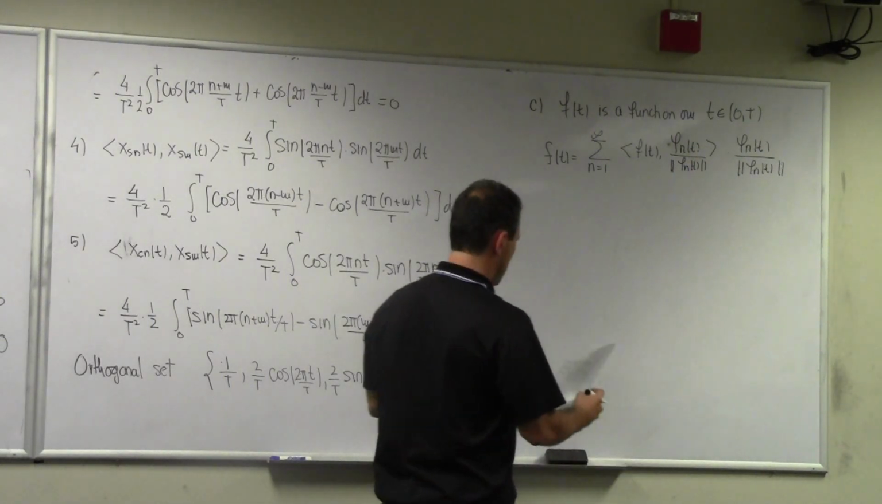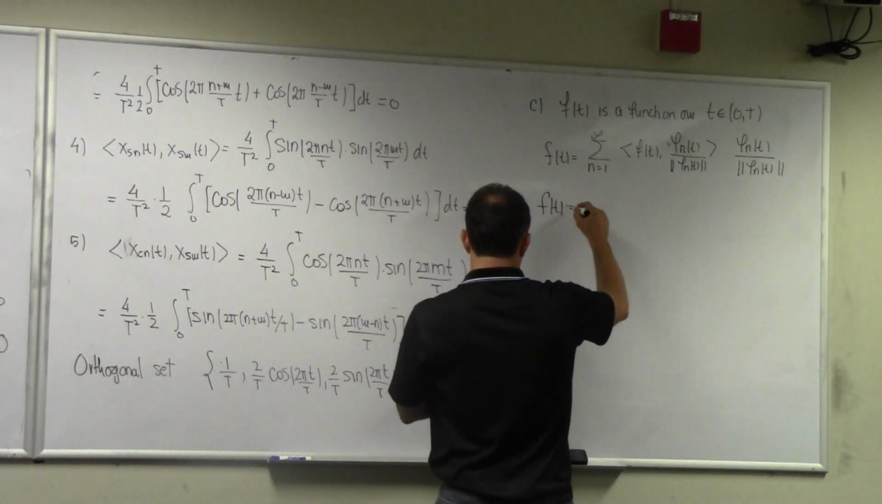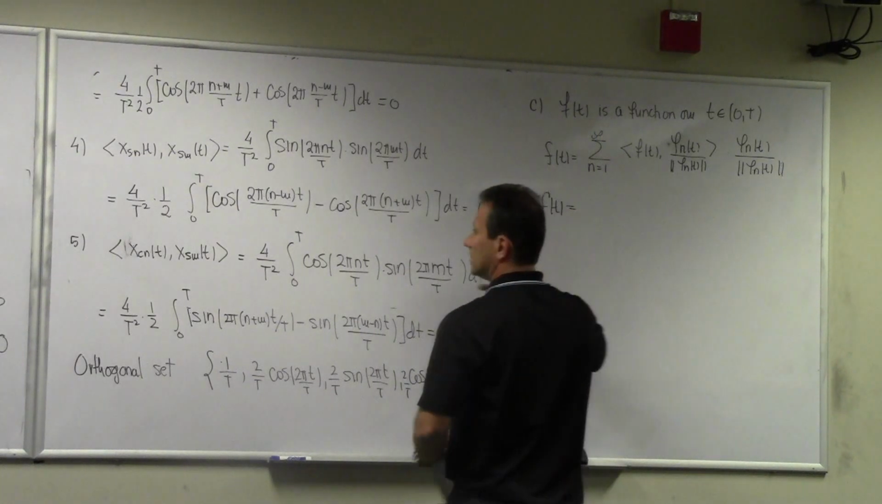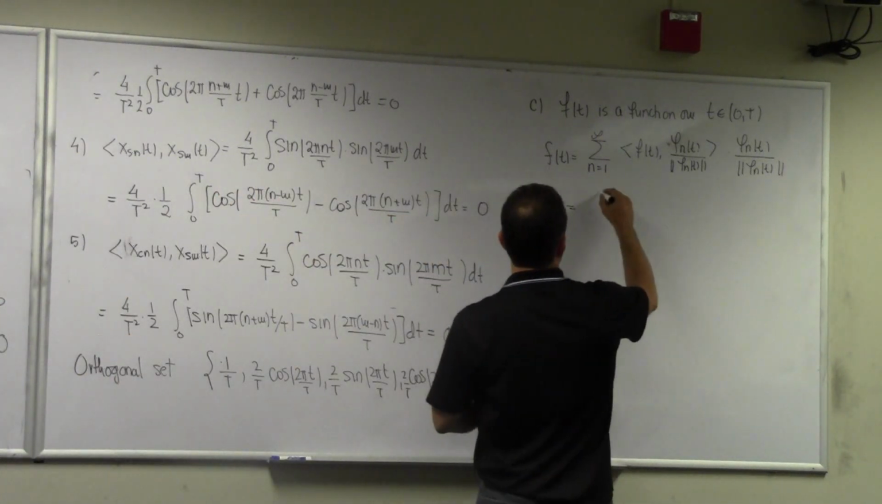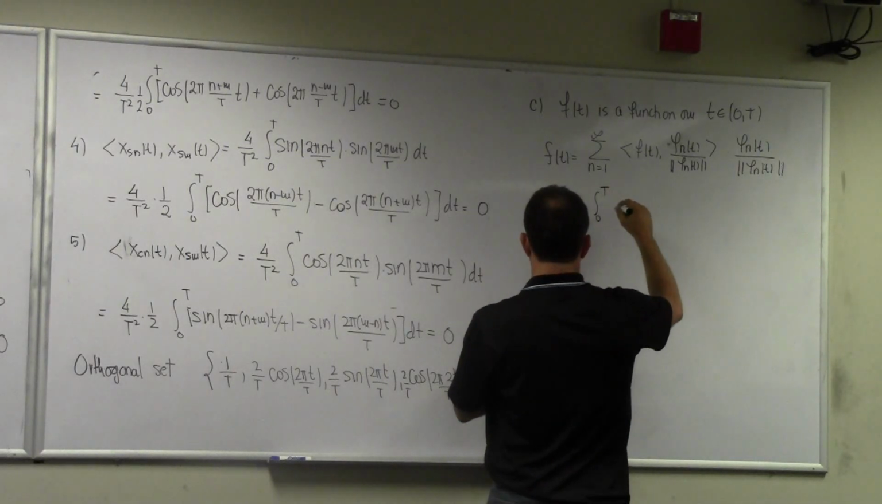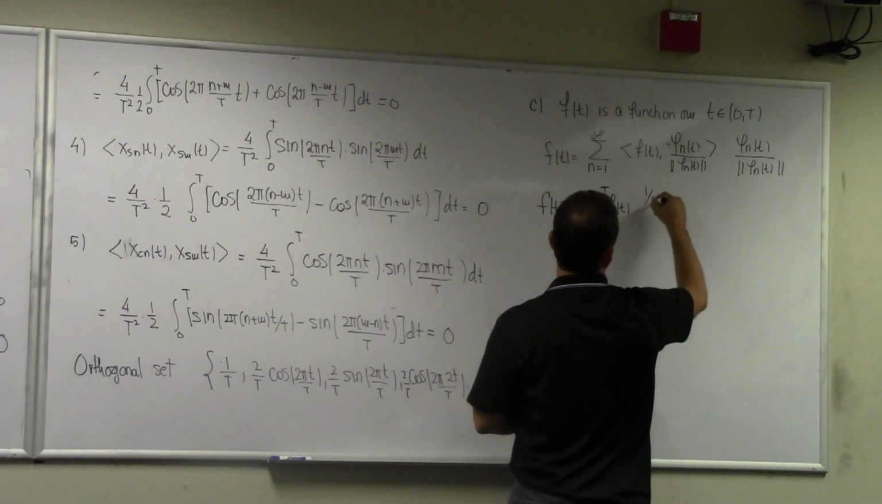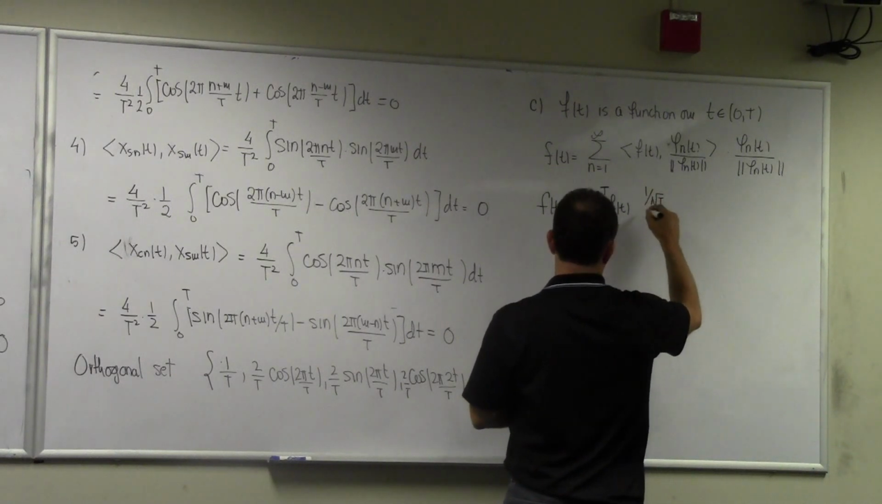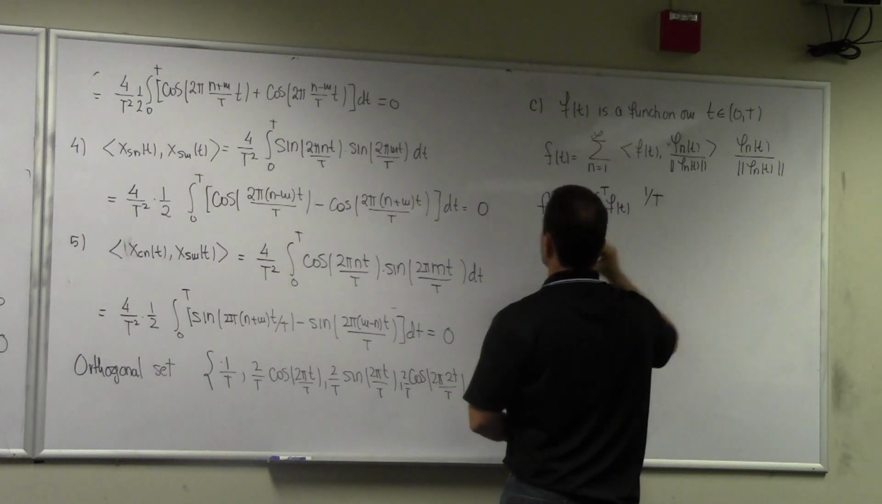So let's see this formula here. If I say f of t is going to be, let's take a dot product with the first guy. So this becomes integral from 0 to T, f of t. Now what is my first? It's 1 over square root of T, but it's 1 over T, sorry. 1 over T is my first vector, this guy.